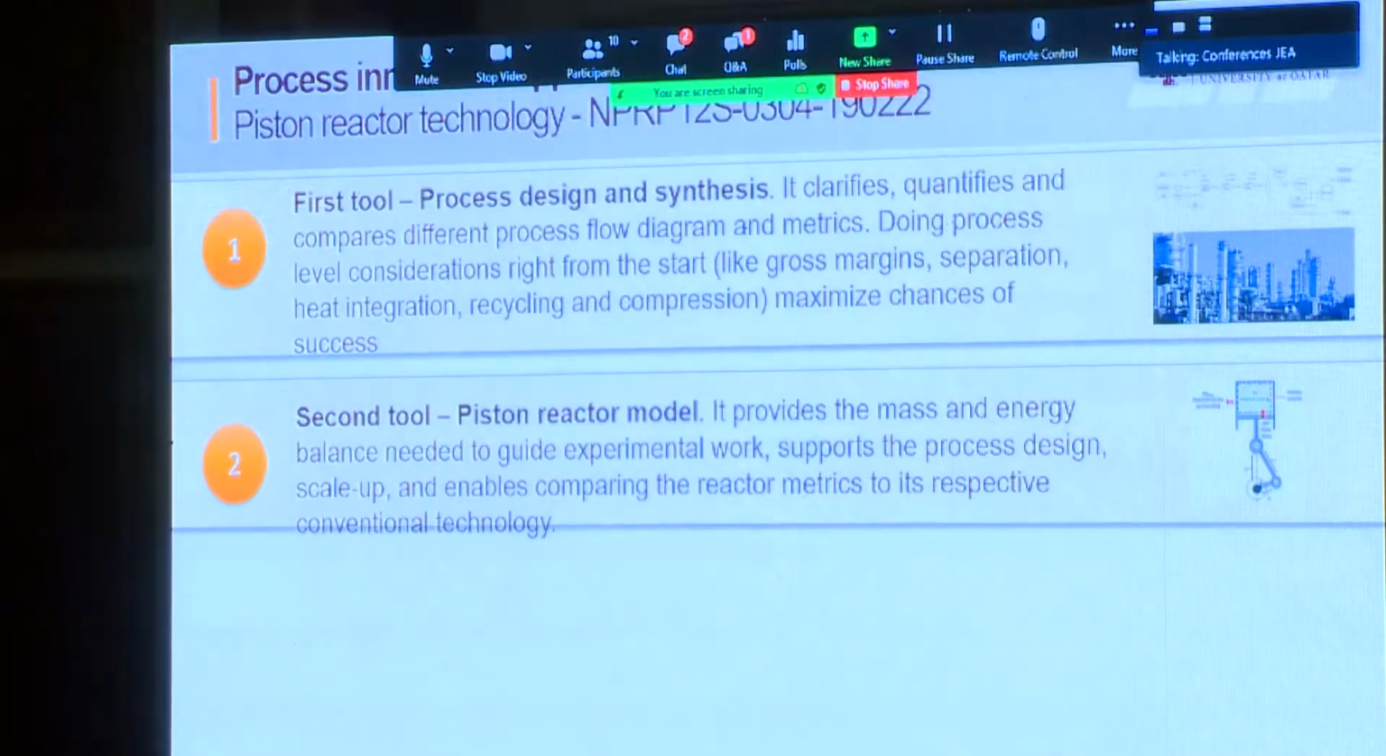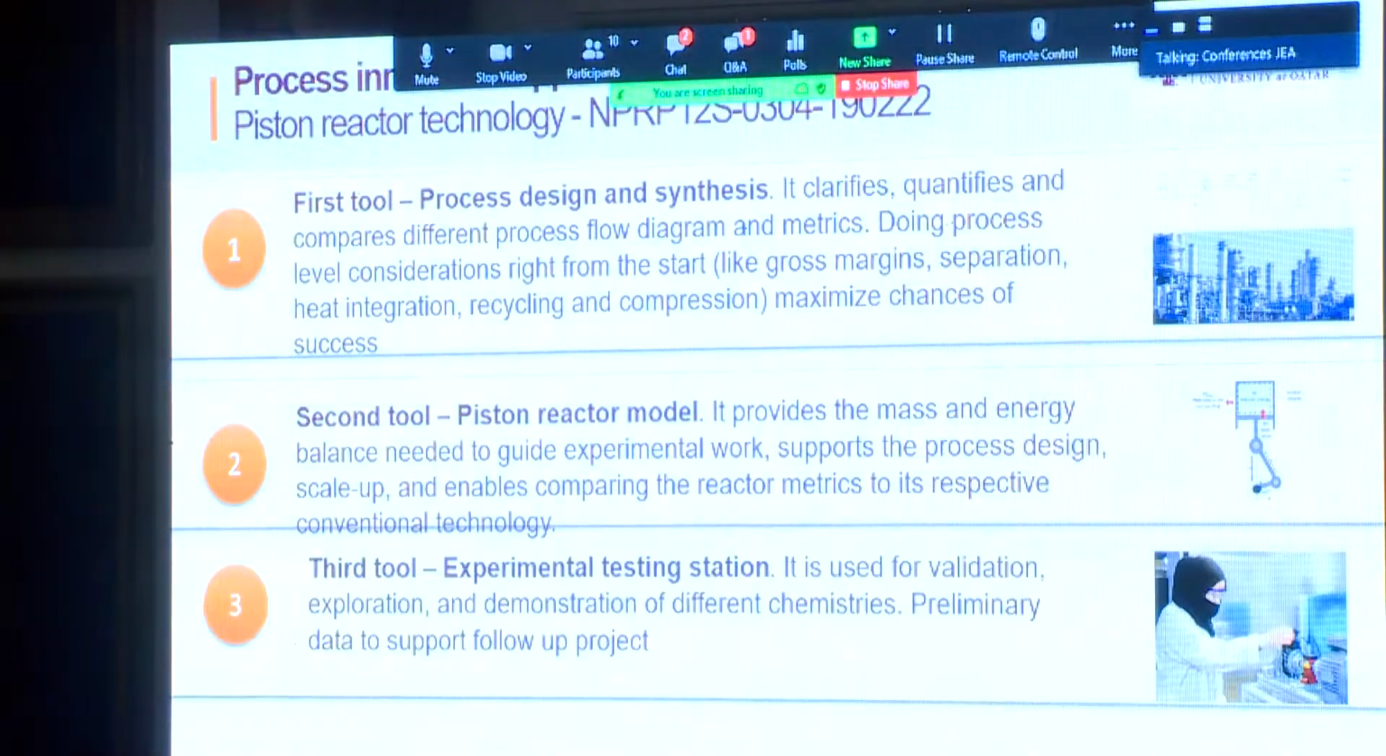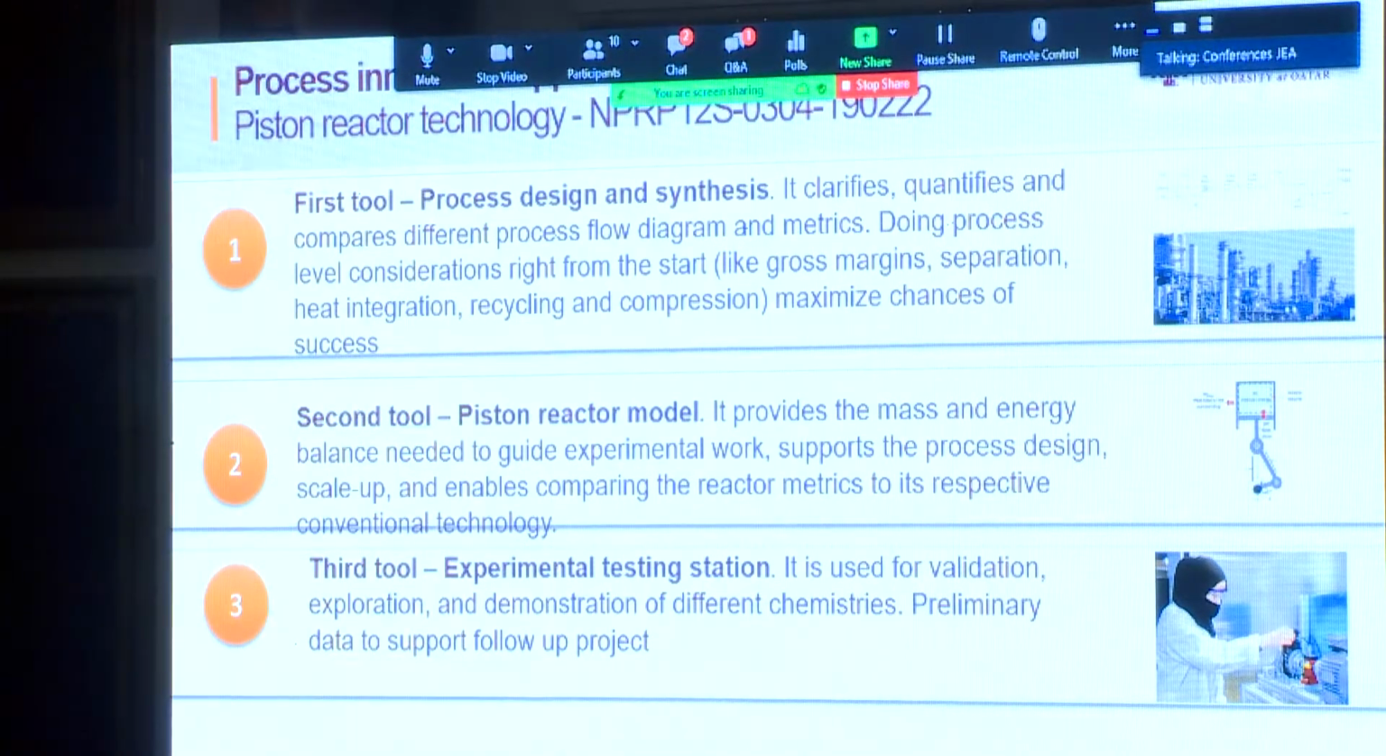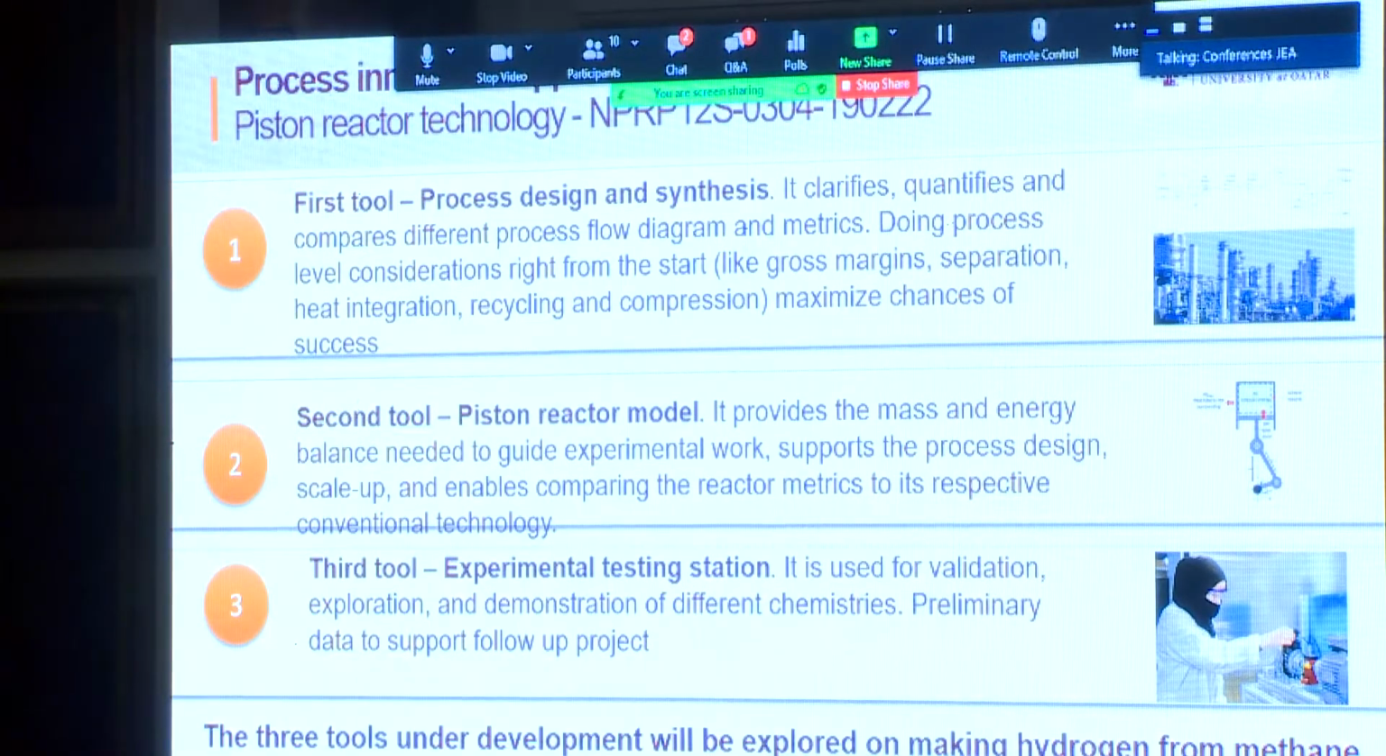Of course, maybe this is not correct, but at least you have a ground to build up and explore this technology. At the same time, we build an experimental facility to screen different chemistry and find out the right chemistry to build and use this technology. These three tools together, we combine to assess a technology that hopefully in the future can make an impact.